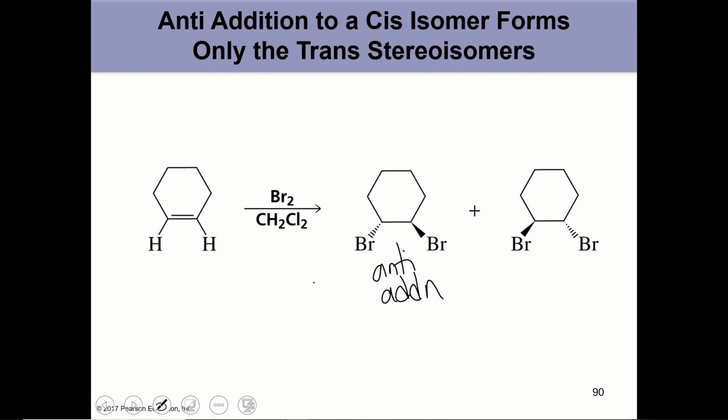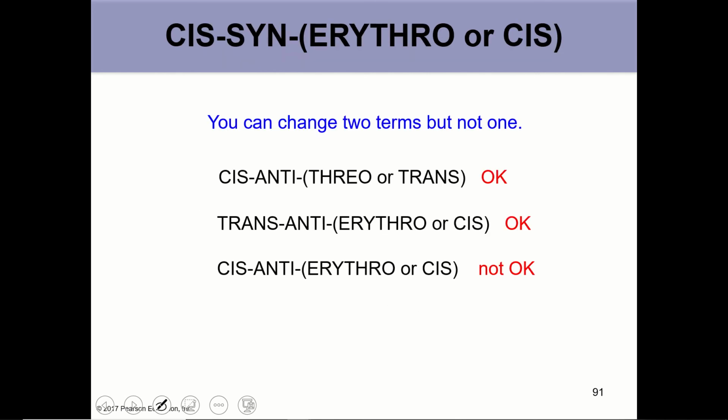Because we know we have anti-addition. So one of the things that some students like to remember, this is just a short thing to help you, is that if you have cis with anti-addition, that's okay. And you can have cis anti, you can change one of the terms, but you can't change two.